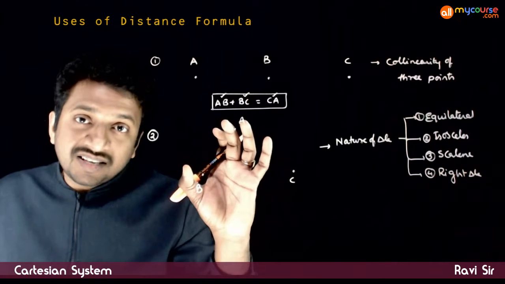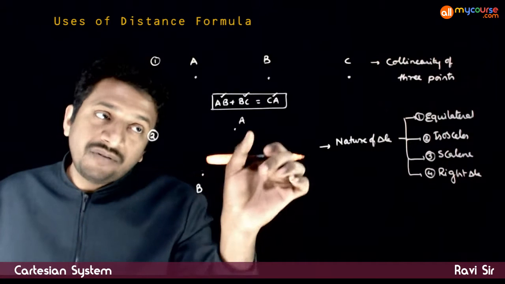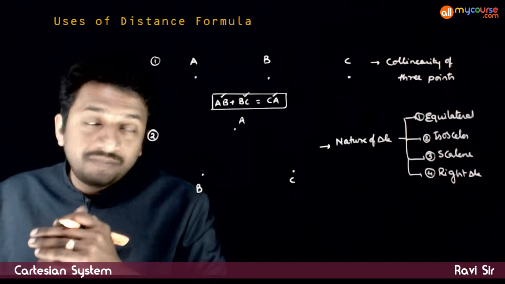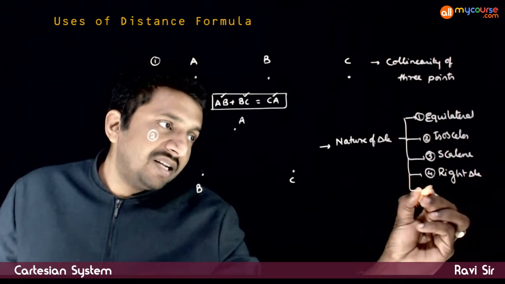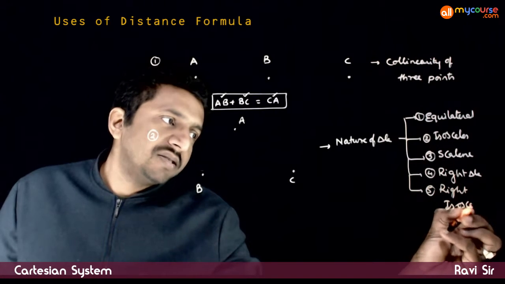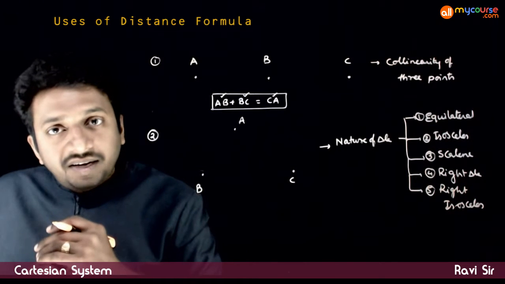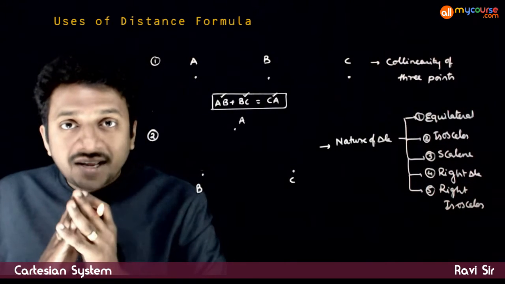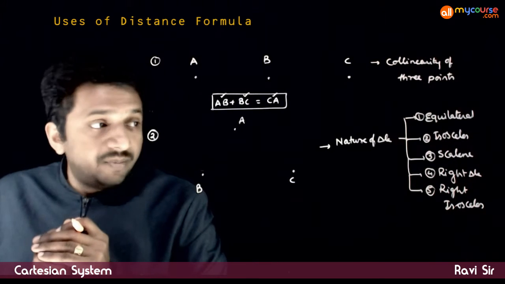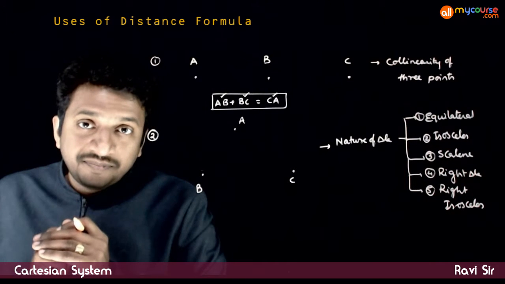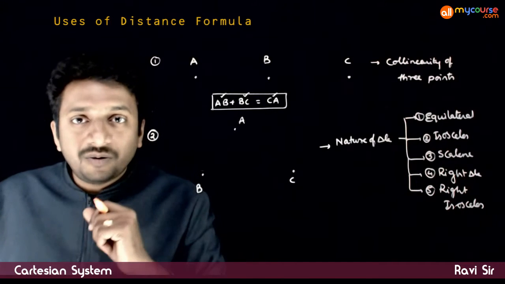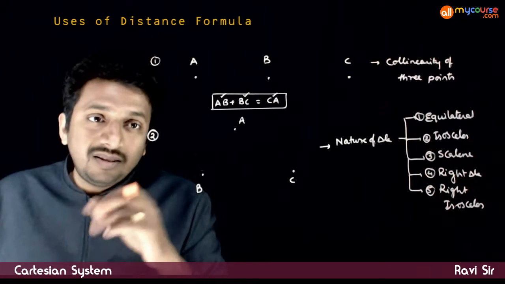If the largest side square is equal to the sum of squares of other 2 sides, then it is a right angle triangle. Or you can also determine whether it is a right isosceles triangle. So if the condition for right angle triangle, Pythagoras theorem, is valid, as well as if 2 sides are equal, then it becomes a right angled isosceles triangle. So using the distance formula, if you're given 3 points, we can determine what kind of triangle the points form.